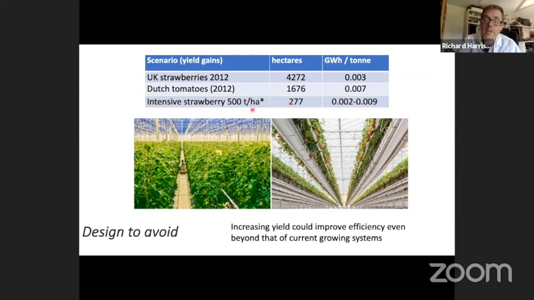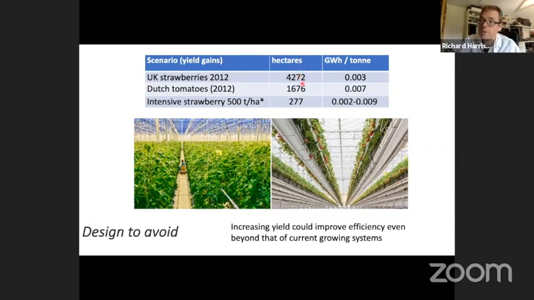So let's imagine for a minute that we can take it to 500 tons a hectare, which by the way is where tomatoes sit. So in terms of a tomato crop, you would easily get 500 tons a hectare nowadays in an intensive production system. It's actually genetics that's a limiting factor for strawberries.